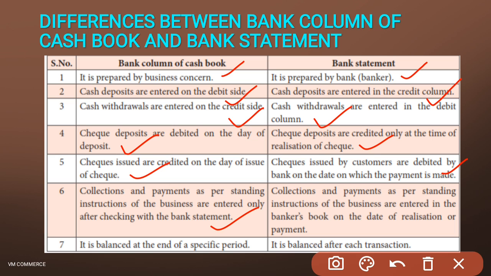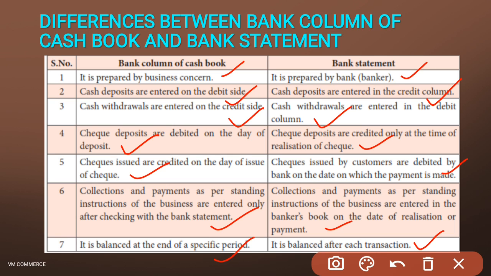In collections or payments as per standing instructions, the banker first enters the transactions in the passbook. After seeing the passbook, only then does the cash book enter the money. Then it is balanced at the end of a specific period. The cash book is prepared once a month or once in two months, on a specific date. But the passbook balance is balanced after each and every transaction.